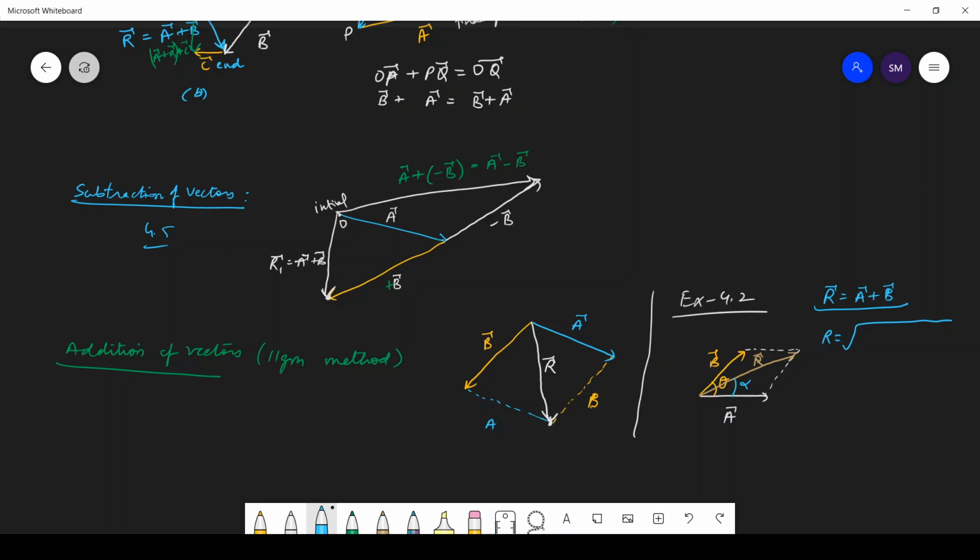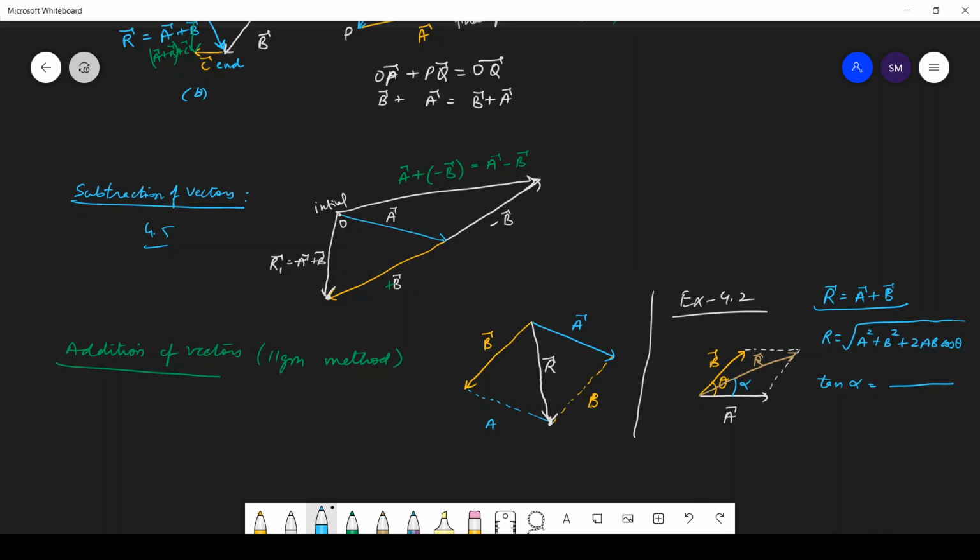So R is equal to the square root of A squared plus B squared, where I am writing only the magnitudes, plus 2AB cos of the angle between them. And now what will be the direction of this resultant? The direction of this resultant will be given as tan alpha is equal to.